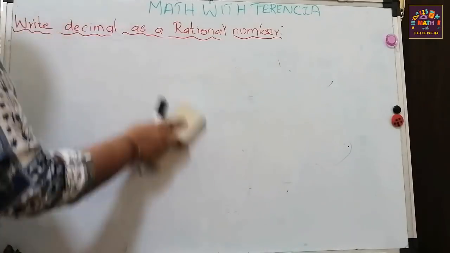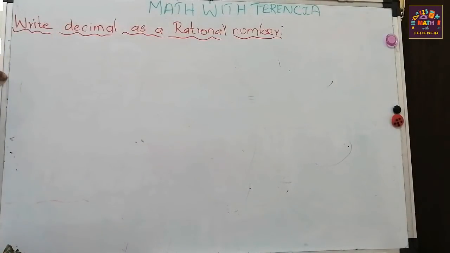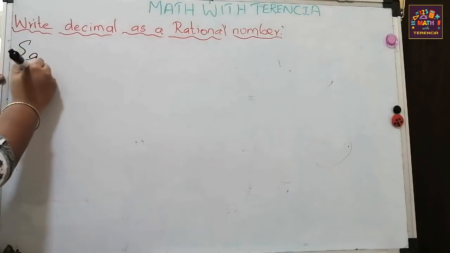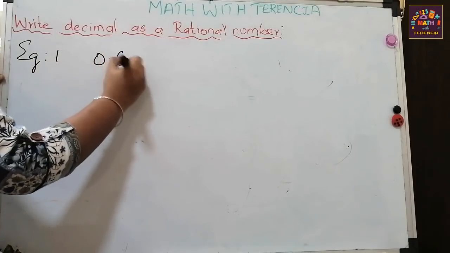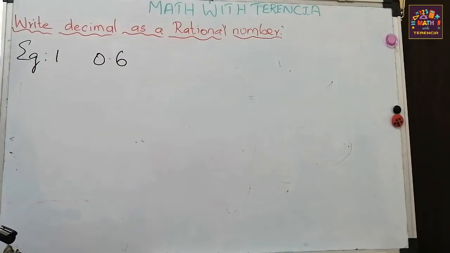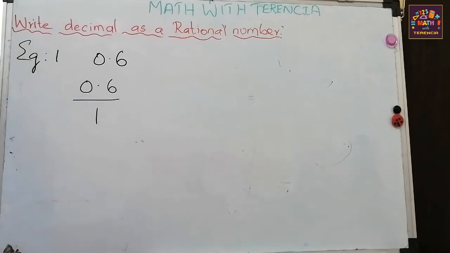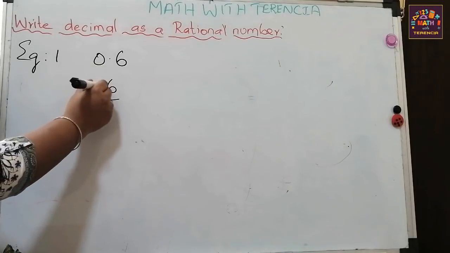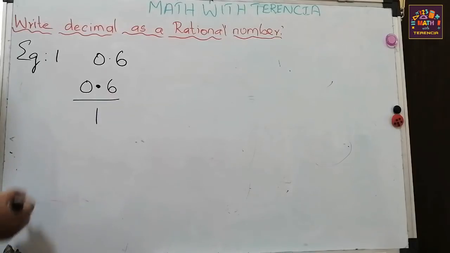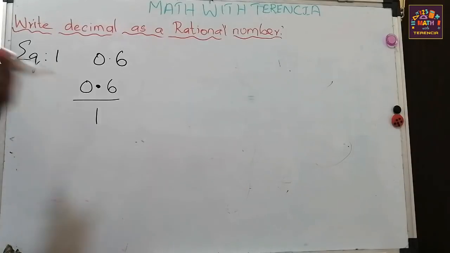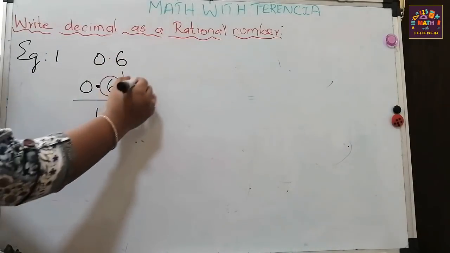So now let's move on to our own topic: how to represent decimals as a rational number. Example 1, we will write 0.6. 0.6 is a decimal number. First step, write 0.6 by 1, because all whole numbers and all rational numbers can have the denominator as 1. Now count how many digits there are after the decimal point. I have only one digit, 6. I have 1, so multiply by 10.